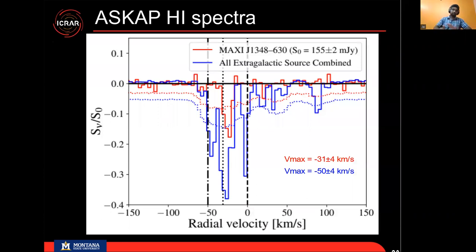Yeah, for this source also we detect, I will skip these things quickly because we are already short of time, and there are more interesting things further in my presentation. So for this source also we detect a maximum radial velocity of around minus 31 kilometers per second, but for extragalactic sources this is something around minus 50. And when we solved our rotation curves, can you please go to the next slide?